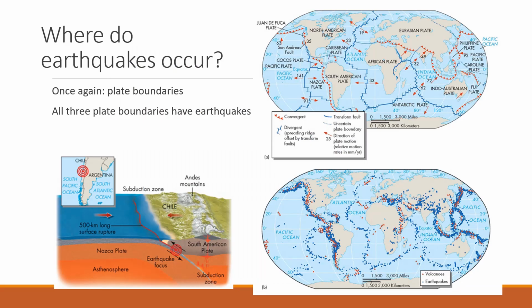So where do our earthquakes occur? Plate boundaries. All 3 plate boundaries have earthquakes. We can also have earthquakes wherever we have volcanoes. So remember these maps that I showed you during the plate tectonics week. Your plate tectonics lab asks you, if you plot the earthquakes, what are you outlining? You're outlining the plate boundaries.